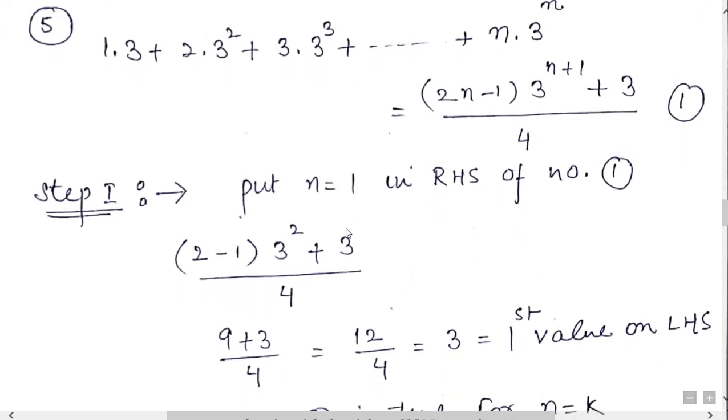In the first step, similarly to the previous questions, insert n is equal to 1 on the right hand side of number 1. 2 minus 1, 3 raised to power 2 plus 3. It's 1 into 9, it's 9 plus 3 divided by 4, 12 over 4. The answer is 3. It is the first value on the left hand side because the first value is 1 into 3, that is 3.